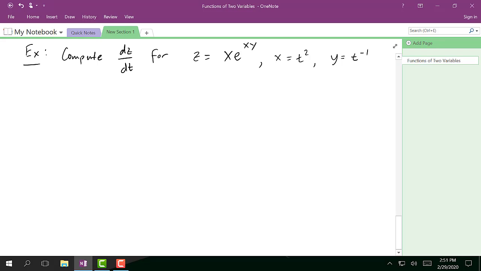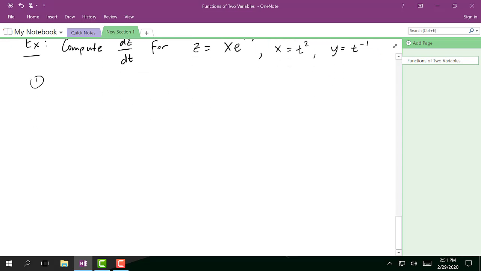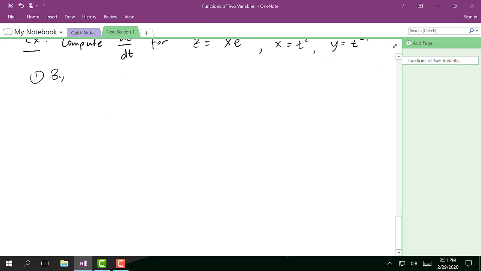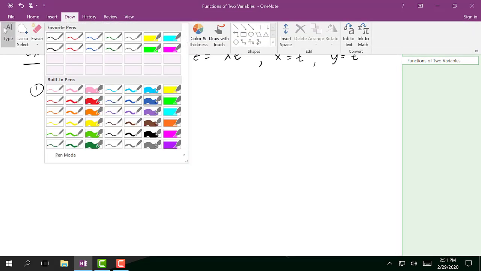And so we're going to do this two different ways. First, we're going to do it by the formula we have above, which is technically the chain rule. And then we're going to do it a second way in a second. So let's do it this first way.